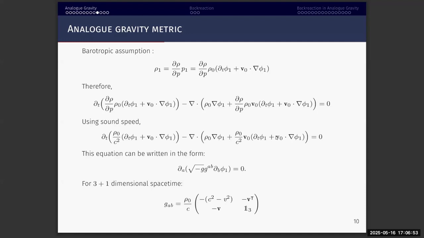This is just the v x, y. Maybe it is better to write it here directly. So v x, v y, v z, for example, is minus v x, minus v y, minus v z. And this is a 3 by 3 matrix.